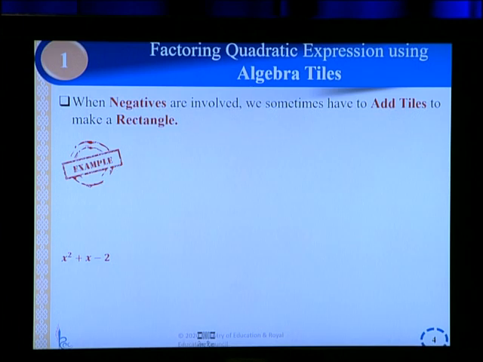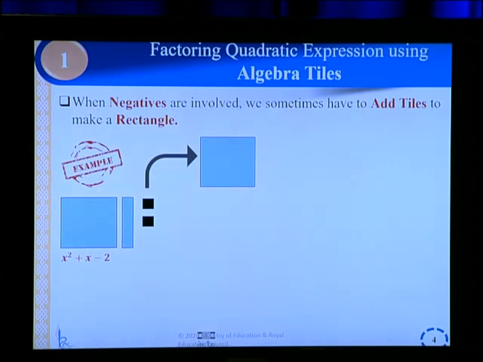We have a quadratic equation x square plus x minus 2. Let us represent them with tiles. So you have x square tiles, x tiles, and then you have two negative tiles. Now let us try to make these algebra tiles into a rectangle. So here we go. We have x square tiles, x tiles, and then negative 2. Well, you can see this isn't a rectangle yet. So how do you think you would make this into a rectangle?